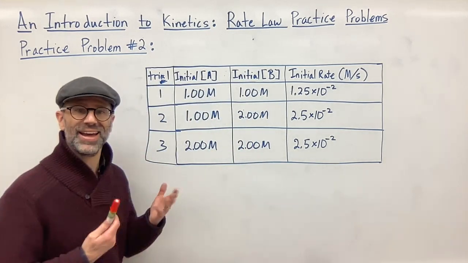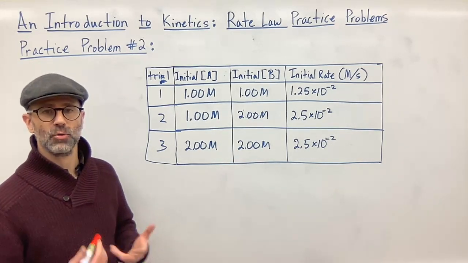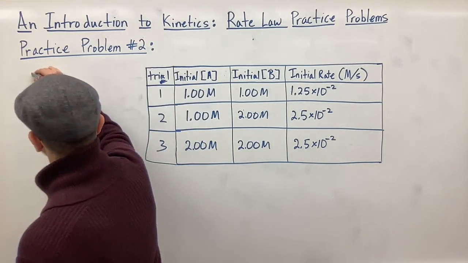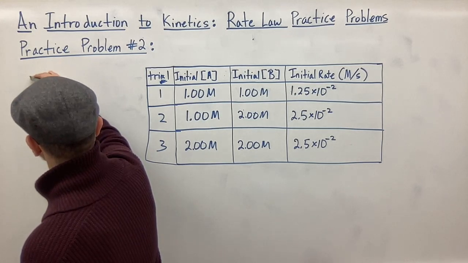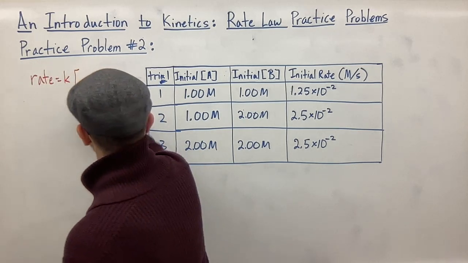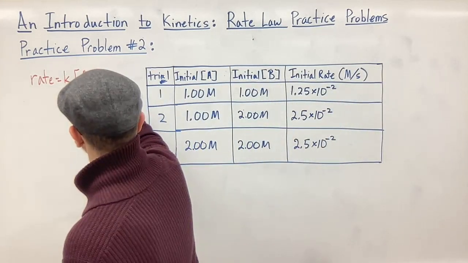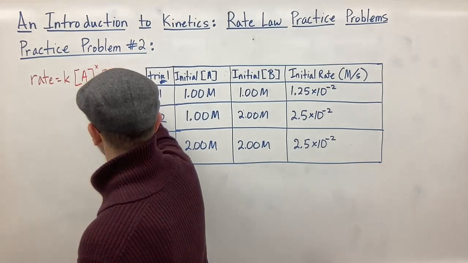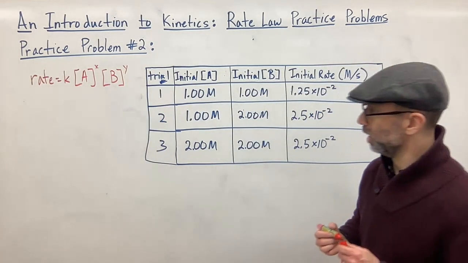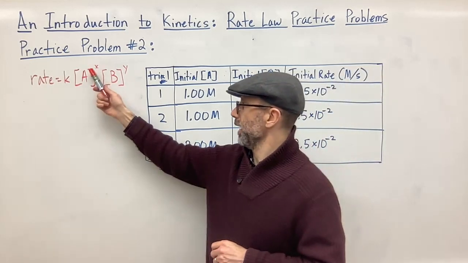Here we're not given a reaction, we're not given an equation, but we don't need one to figure out what the rate law is going to be. So the first thing we want to do is write our skeletal rate expression. It's going to be rate is equal to k times, and in this case we're dealing with A and B, so we have A raised to the power of x times the concentration of B raised to the y power. So now we need to figure out what x and y are.